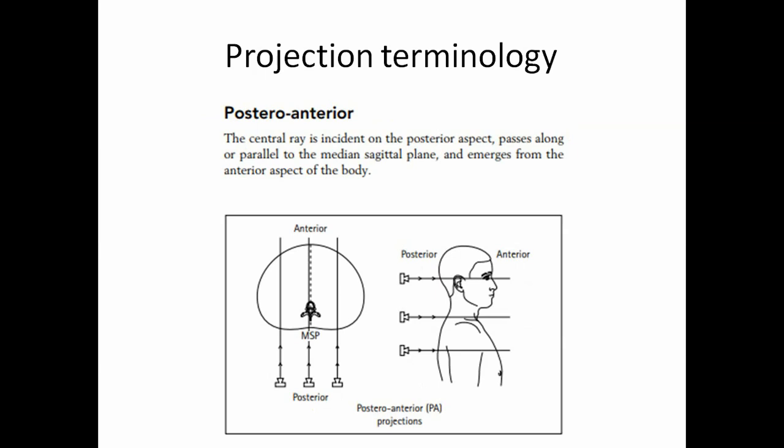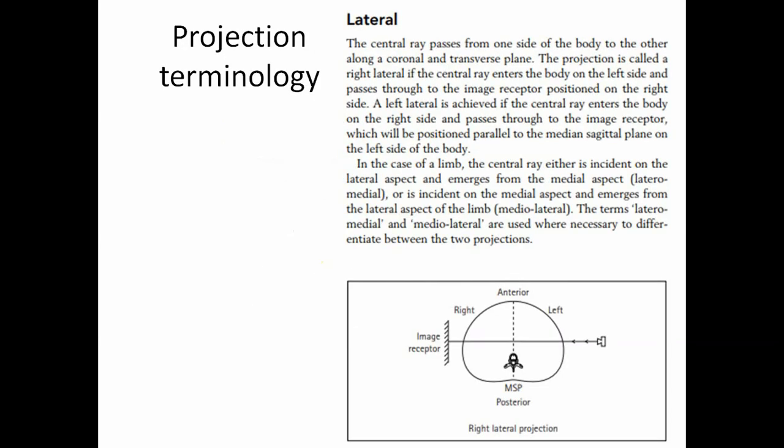The posterior anterior view is vice versa of the anterior posterior view. Here the posterior part usually touches the cassette. The cassette will be here, and the X-rays pass through the posterior to the anterior and reach the cassette. So that is the posterior anterior view, also called the PA view.